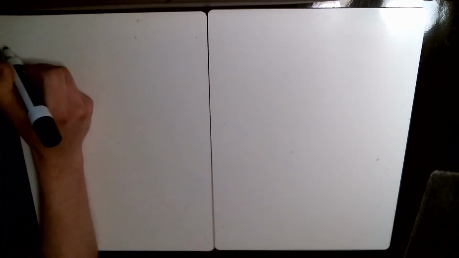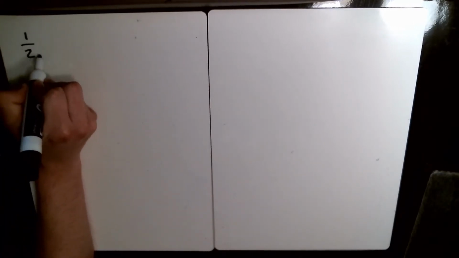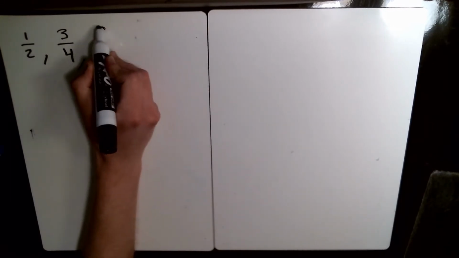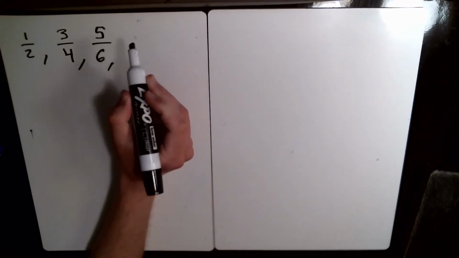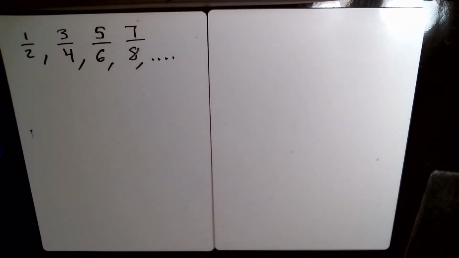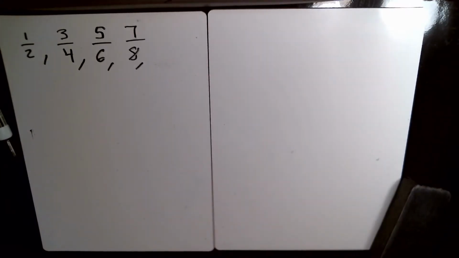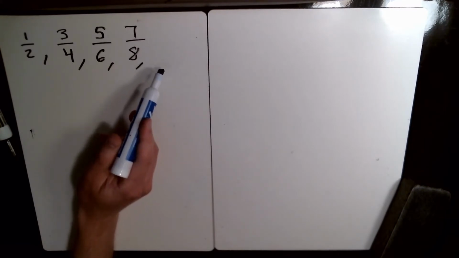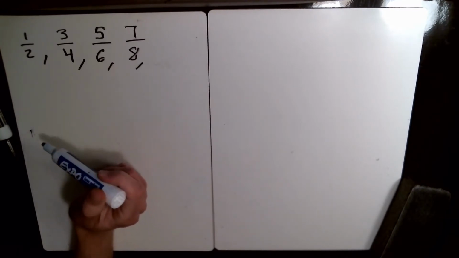So let's say I have a sequence here, and we've got 1/2 as our first term, 3/4 as our second term, 5/6 as our third term, 7/8 is our next, and it just keeps going like this. So real fast, before we do anything more with this, let's just figure out what the next term in this sequence is.